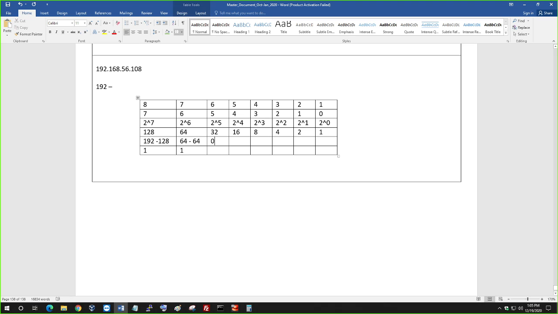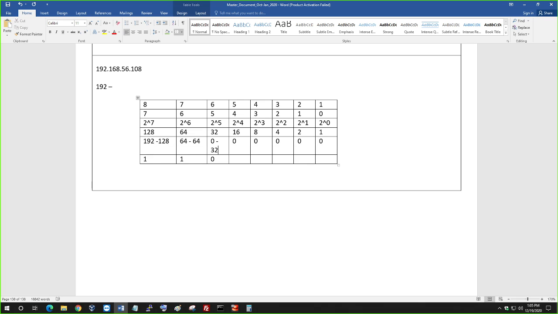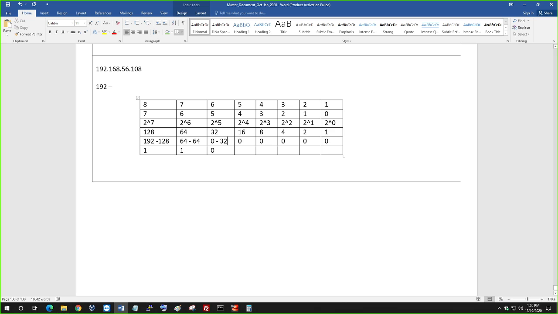Okay, so I'm not able to subtract 32 from 0. So this will become 0, and 0 is going to carry over to the rest of the places here: 0, 0, 0, 0. I'm not able to subtract anything out of 0, not 32 out of 0. So this is going to remain 0 here.